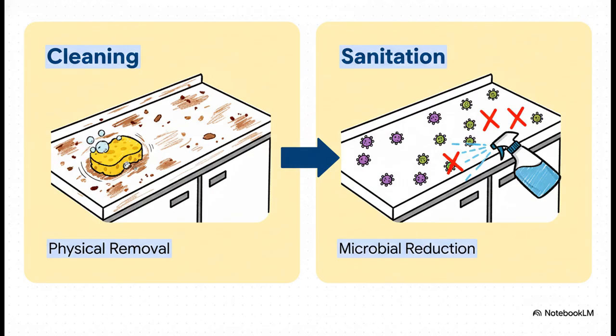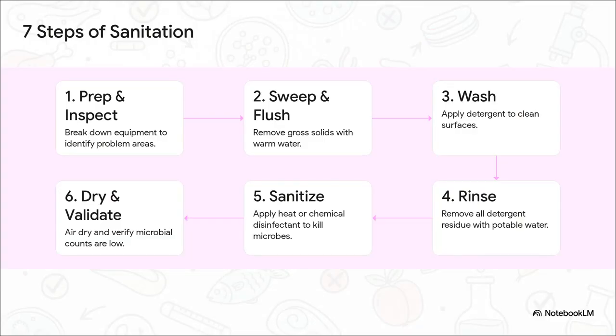Why? Because you can't sanitize a dirty surface. It's that simple. All that physical grime acts like a shield, protecting the bacteria from the sanitizer, making it totally useless. You have to clean first, then you can sanitize. And this whole process is broken down into a super meticulous 7-step procedure. Let's walk through it. Step 1, inspection and prep.